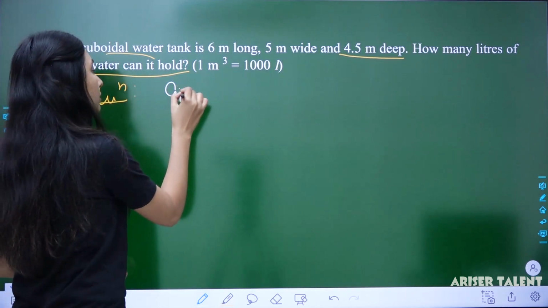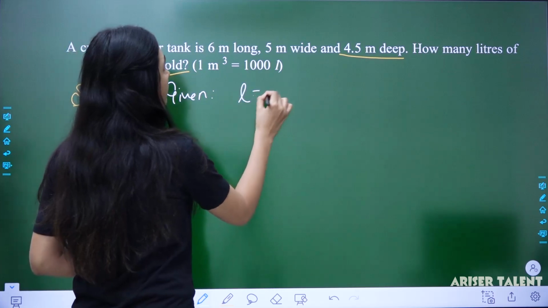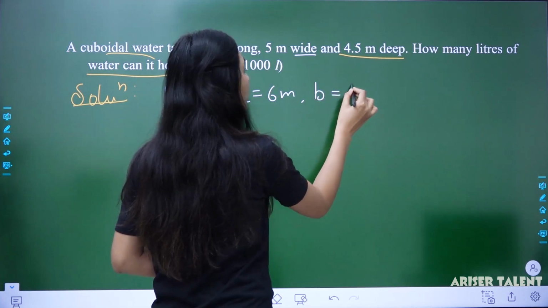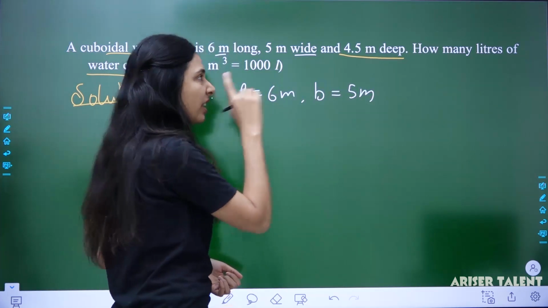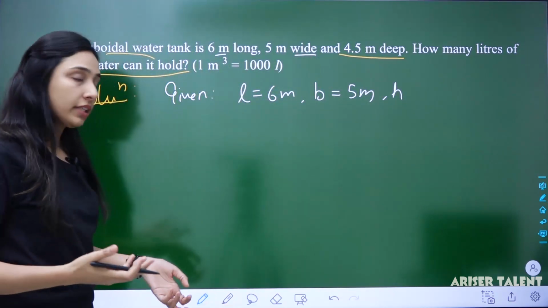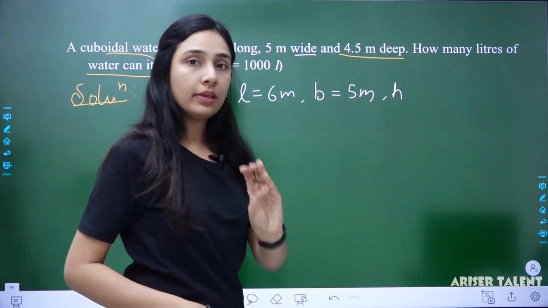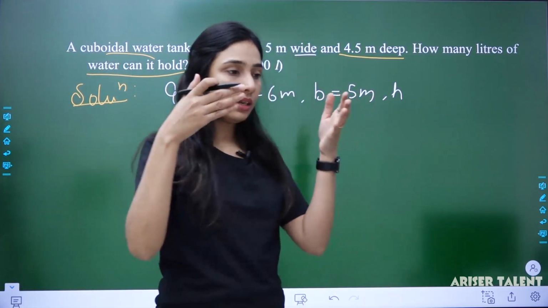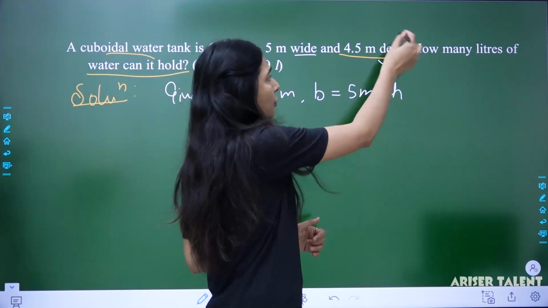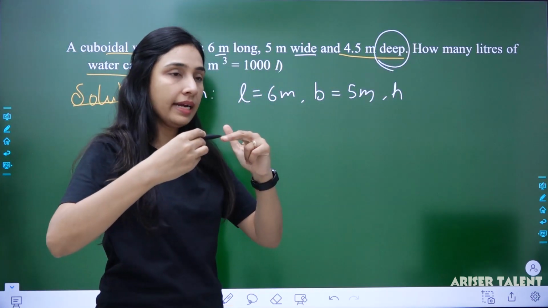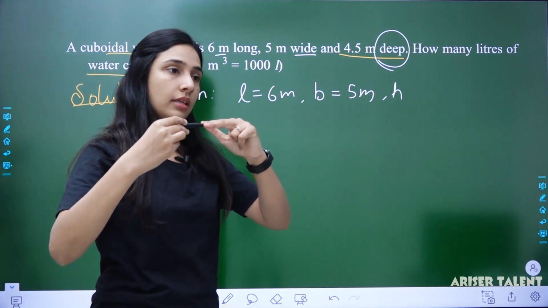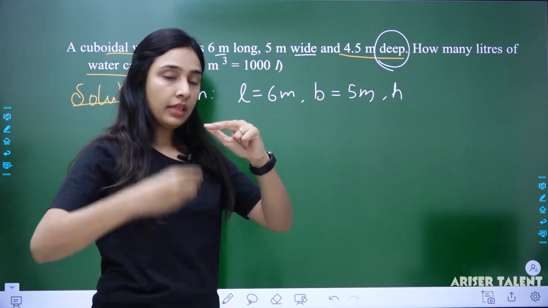We're starting with the givens. The length is 6 meters. Then its width is given as 5 meters. Then its depth. When we talk about a cuboid, we talk about length, width and height. But if we are excavating something, or talking about the deepness of it, that's the same thing. Just like height is in the positive direction, the depth is in the negative direction.